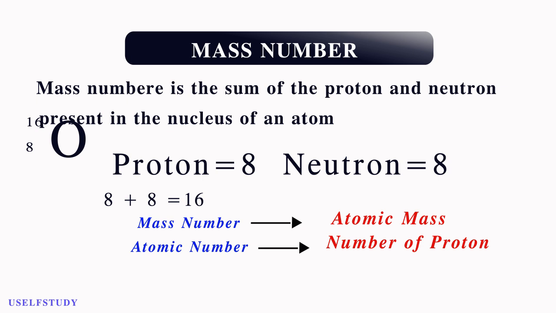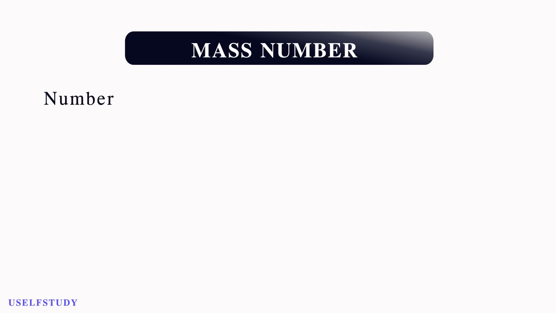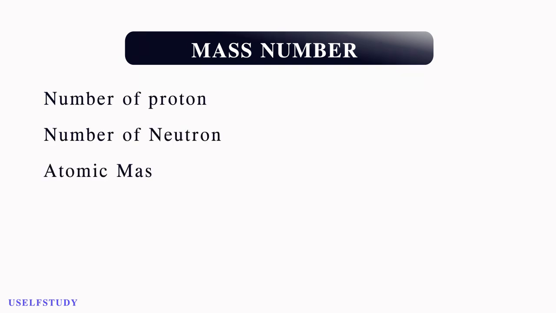Under this topic, you can be asked to find the number of protons, the number of neutrons, or the atomic mass. To do this, you just have to remember this formula: P plus N is equal to M, where P is the proton, N is the neutron, and M is the mass number.